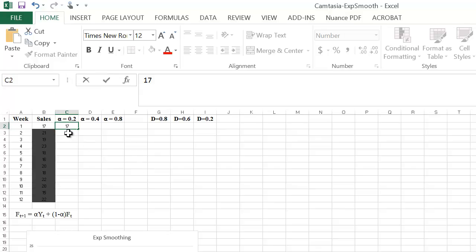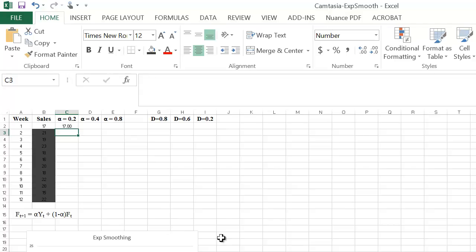So the issue now is I have to make a forecast for period two. Here's the logic behind the forecast. My forecast for period two is a weighted average of what I actually observed in period one and what I forecast for period one. And how much I weight one over the other is controlled by this parameter alpha. Let's do the computation and we'll come back and explain it once more.